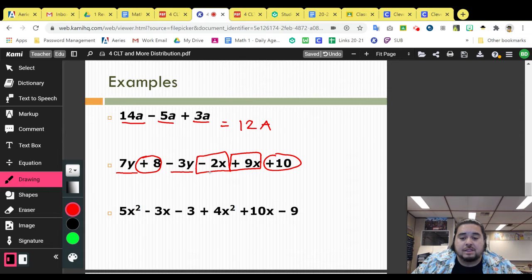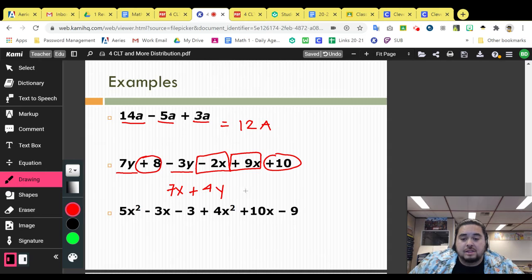I always like to put my x's first. So I have negative 2 and then positive 9, tug of war. 9 is going to win that battle because there's more of them. So that's going to be a positive 7x. Then I'm going to do my y values. I have 7 here, and I'm taking 3 of those away. So that's going to be a positive 4y.